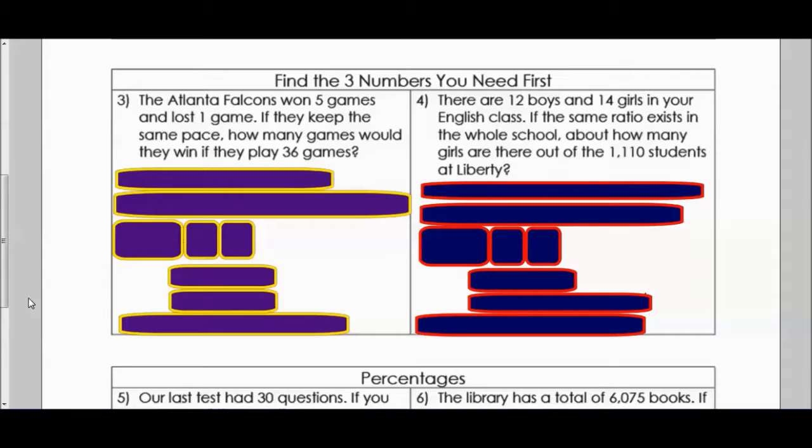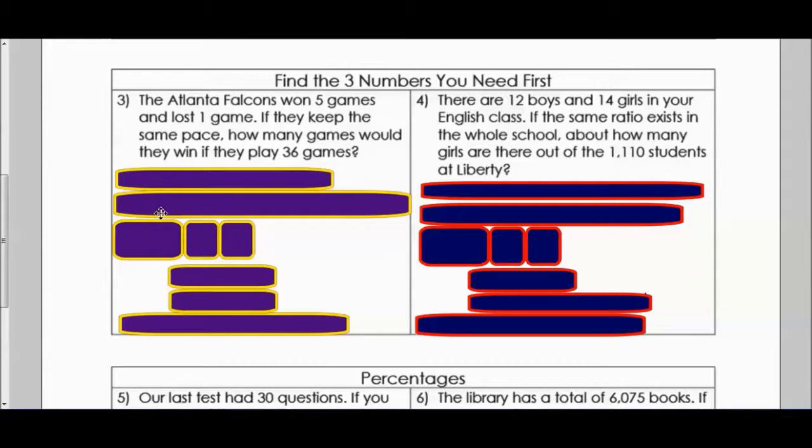We don't have all three numbers right away. It might look like we have the three numbers that we need, but we can't just set up the proportion using those three. We're going to need to find the third one and then move from there into the proportion and solve for the x. Number 3 says the Atlanta Falcons won 5 games and lost 1 game. If they keep at the same pace, how many games would they win if they played 36 games?